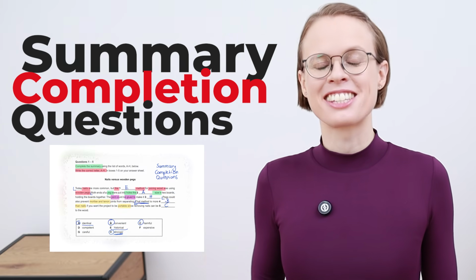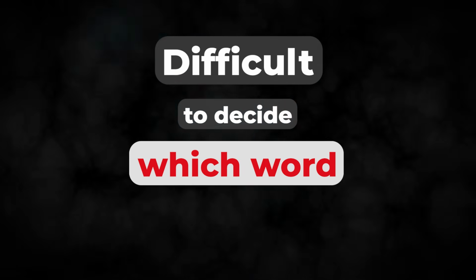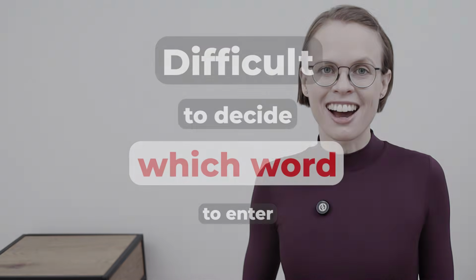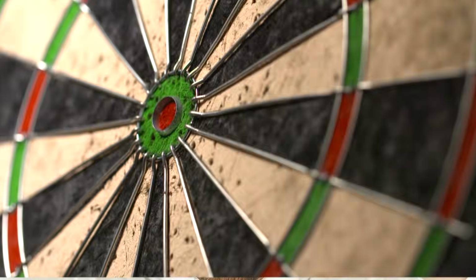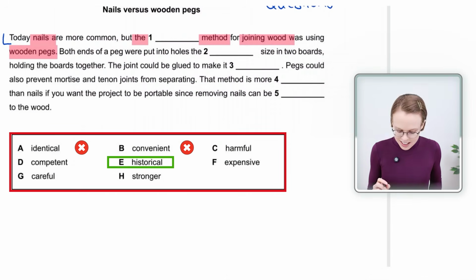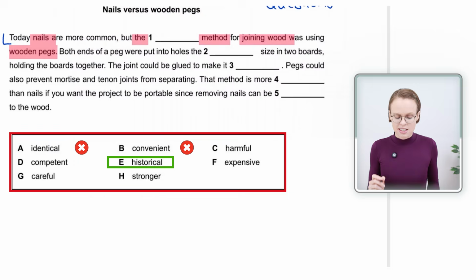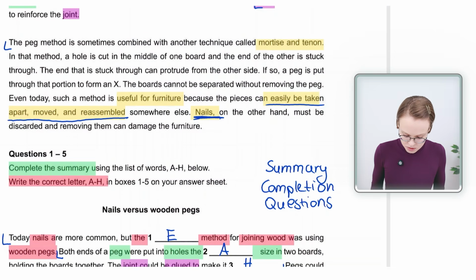Summary completion questions are hard because it's often difficult to decide which word you need to enter. But to get a high IELTS reading score, you must know how to find the correct answers fast. And this is what I'm going to teach you in this video. We solve summary completion questions together step by step, and I show you how to figure out the correct answers.